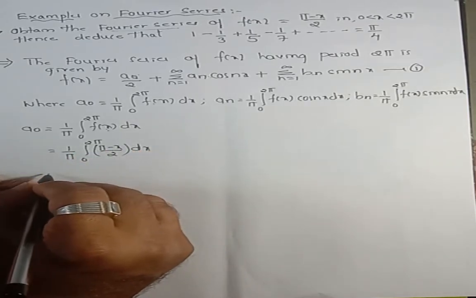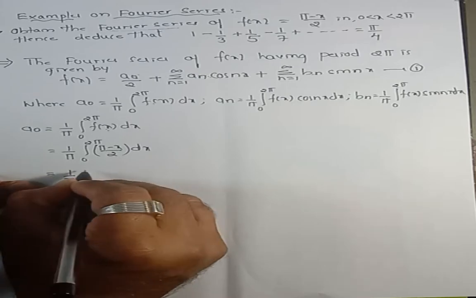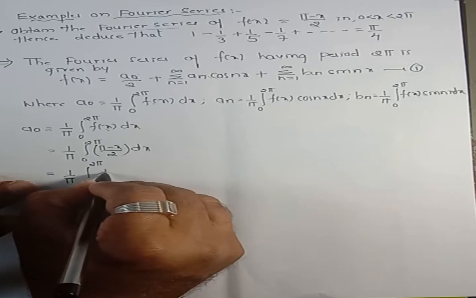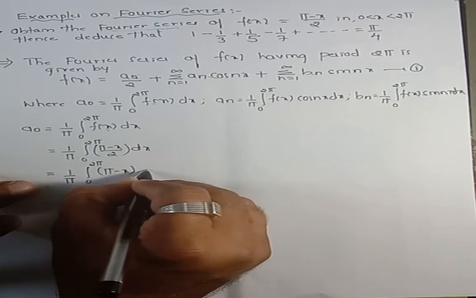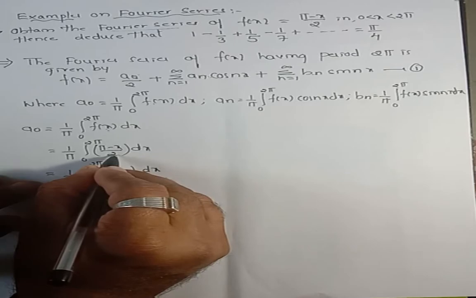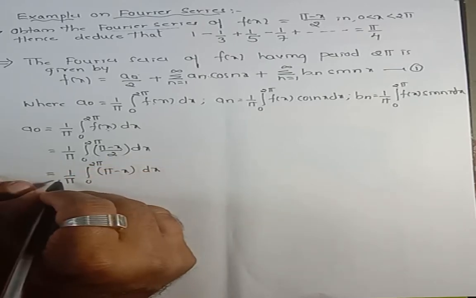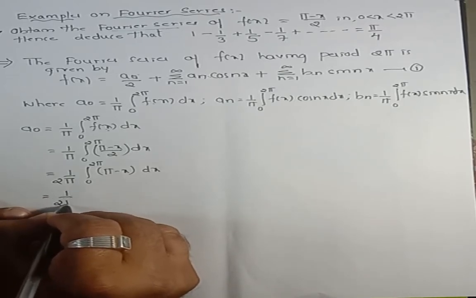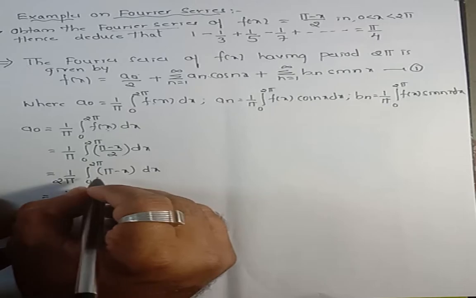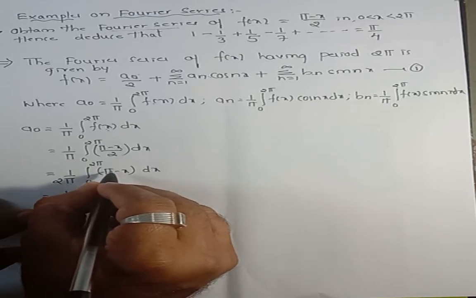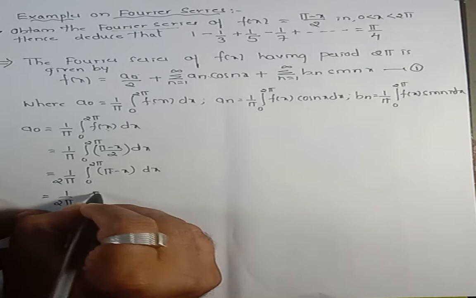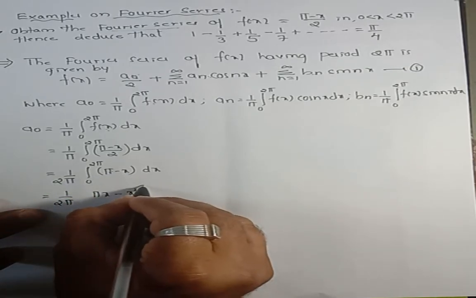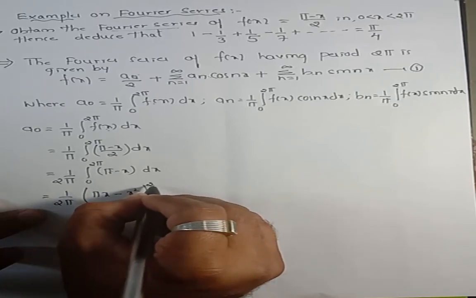Now integrate. 1 divided by pi as it is, integration 0 to 2 pi, pi minus x into dx. I will take the constant 1 by 2 outside, so I write 2 here. Now I can integrate 1 divided by 2 pi. Integration of pi into 1 with respect to dx becomes pi x, minus integration of x is x square divided by 2, and limits are 0 to 2 pi.